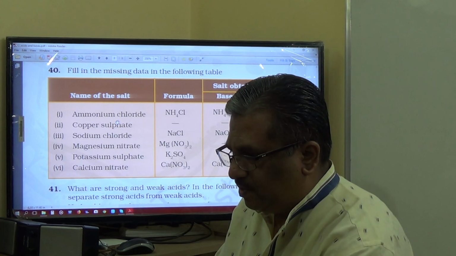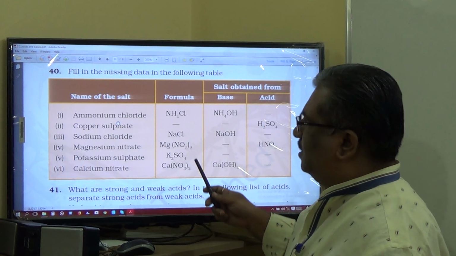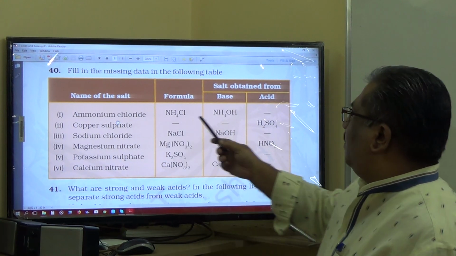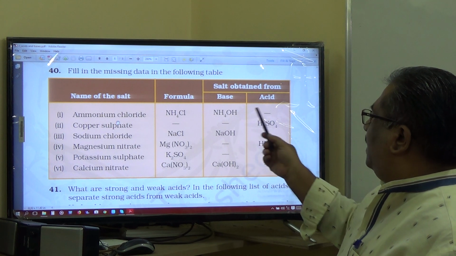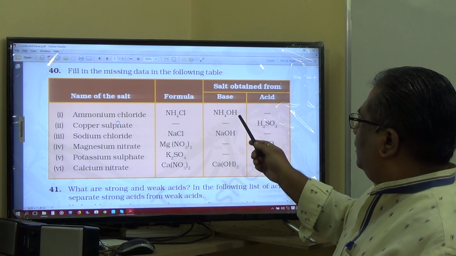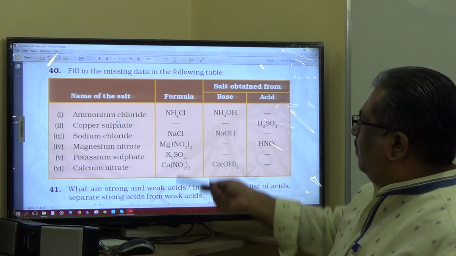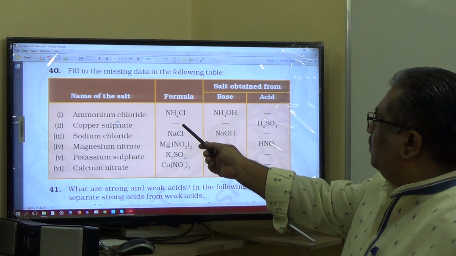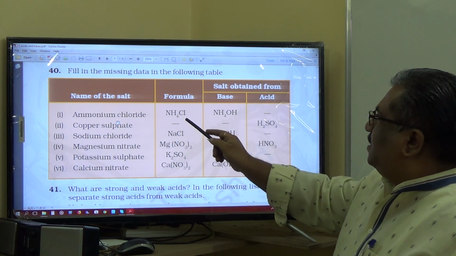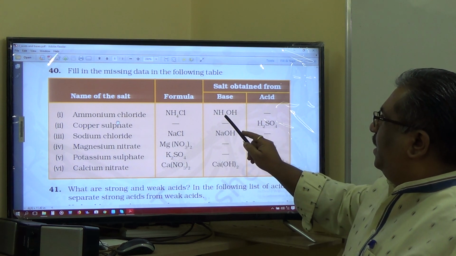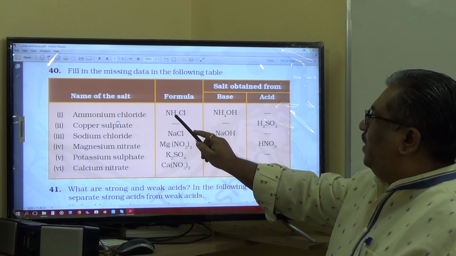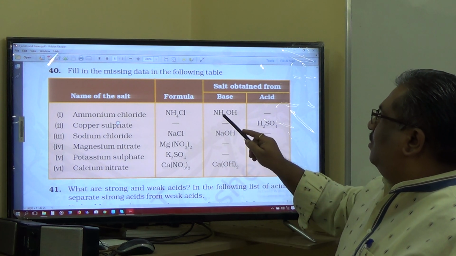Okay. Question number 40. Fill in the missing data in the following table. Salt, formula, base, acid. So this salt is formed by the reaction between acid and base. We have to identify either the acid or the base to form this salt. Ammonium chloride, NH4Cl. It is ammonium hydroxide and HCl. NH4OH plus HCl gives you NH4Cl plus water.